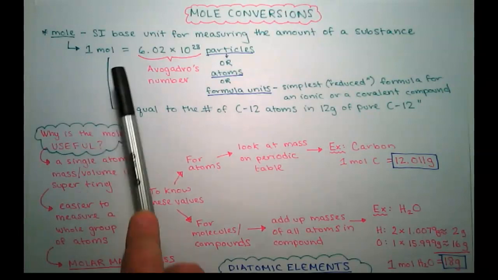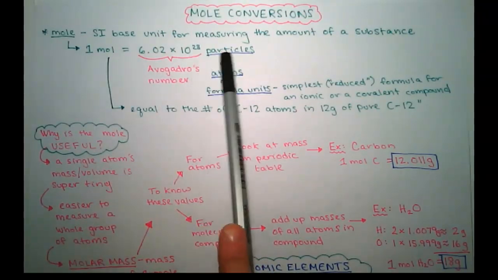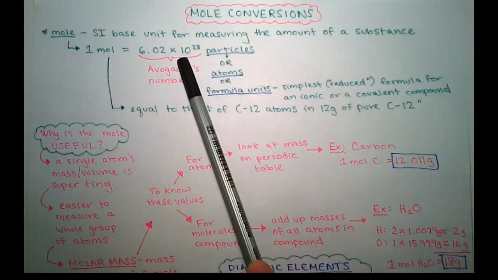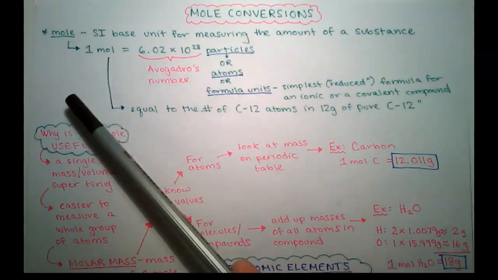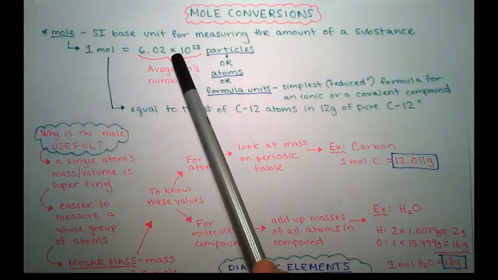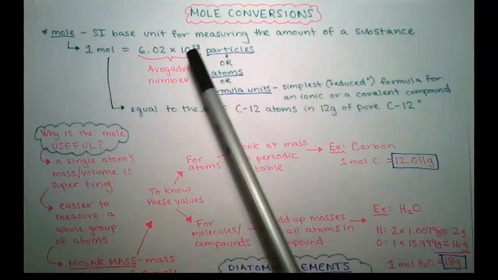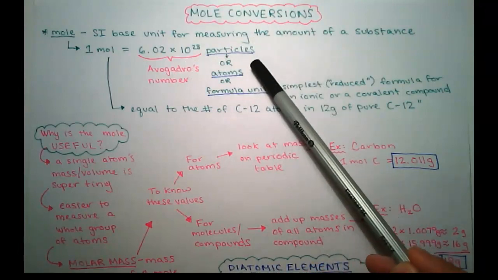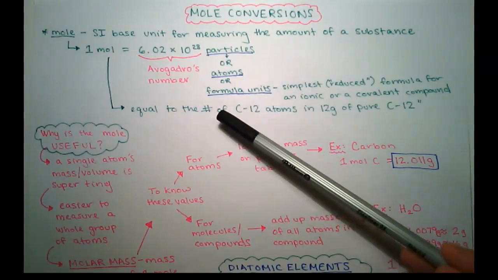But 1 mole, a single mole, is equal to 6.02 times 10 to the 23rd particles. And this is a super important number in science, especially in chemistry, the number of particles in 1 mole. This number is known as Avogadro's number. And this number for a mole is 6.02 times 10 to the 23rd. It can be the number of particles in a mole, the number of atoms in a mole, or the number of formula units in a mole.